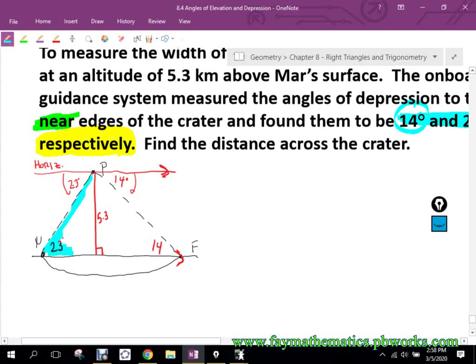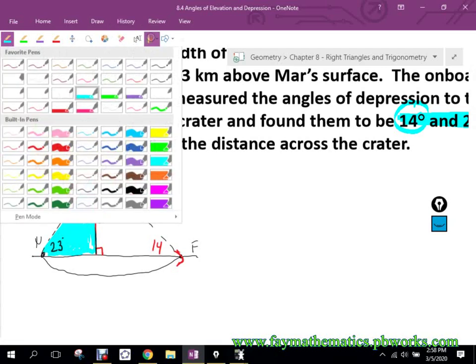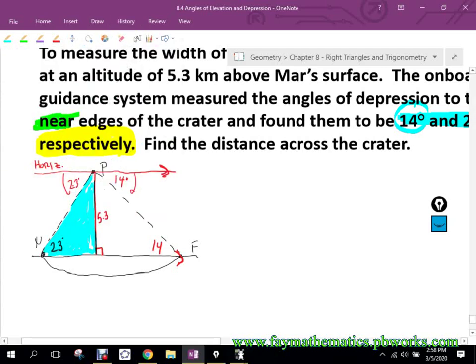If I look at that right triangle, can you find that distance right there? I'm just going to call it lowercase a. If I look at that right triangle, and maybe from some of the homework questions I give you in Math Excel, if that's 23, that's a, that's 5.3, why don't you say that the tangent of 23 is equal to 5.3 over a? Does that make sense to everybody?